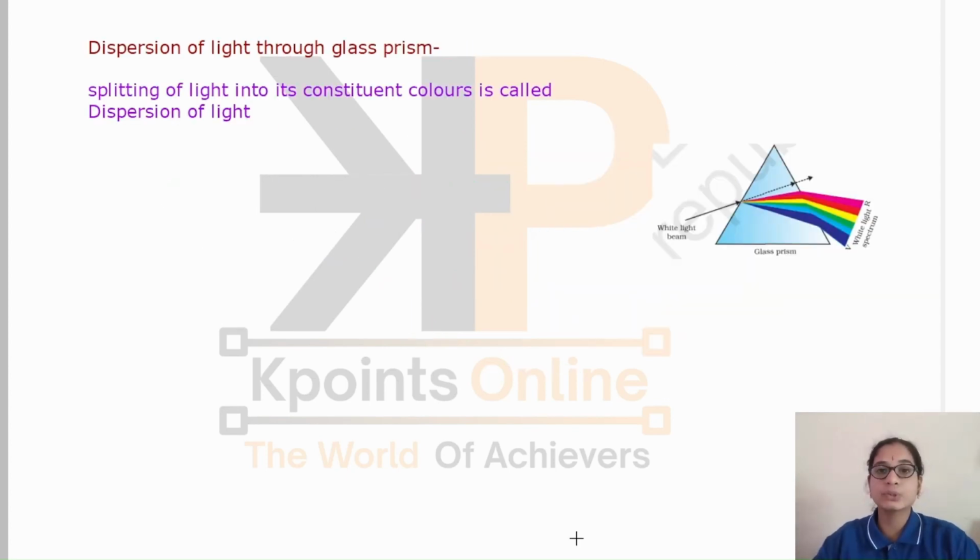An interesting and exciting phenomenon was found out by the scientist Sir Isaac Newton. He found that whenever a white ray of light is passed through a prism, it was split into 7 different colors. And this phenomenon is called dispersion of light. He found this phenomenon around 1666. What he did was, a white ray of light was passed through the prism.